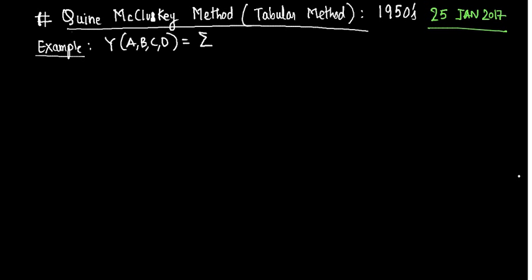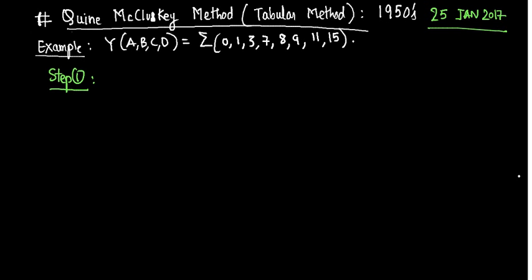So let me note down the example: 0, 1, 3, 7, 8, 9, 11 and 15. The very first step that you need to do, let me write that. Step 1, observe this expression. Is it in the min term form? If it is in the min term form, then it's okay. If it is in the max term form, convert it into min term form.